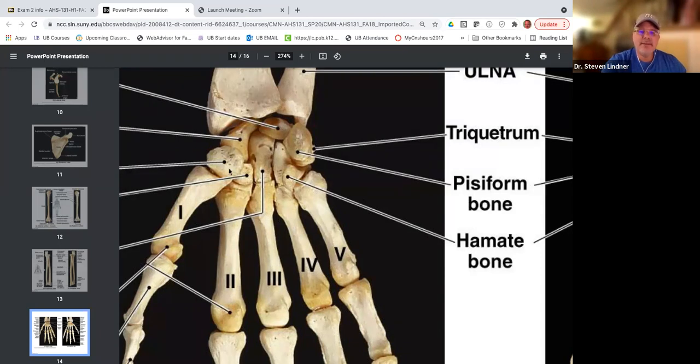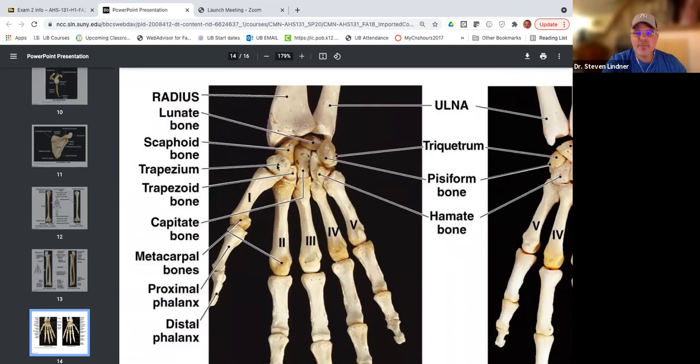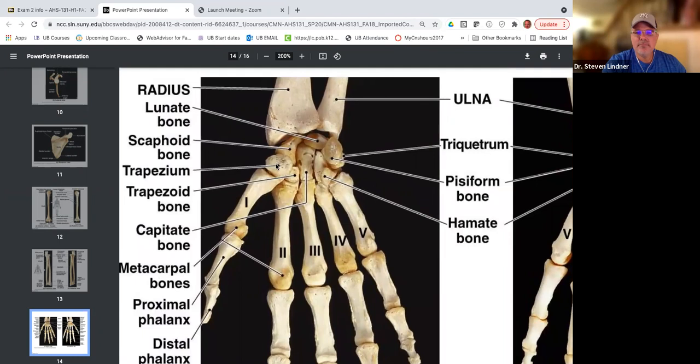Now, in the distal row, from lateral to medial, we have the trapezium, the trapezoid, right? The trapezium is in alignment with the first metacarpal. The trapezoid is in alignment with the second metacarpal. The capitate is aligned with the third metacarpal. And then you have the hamate that articulates with the fourth and fifth. So you have 1, 2, 3, 4: trapezium, trapezoid, capitate, and hamate.